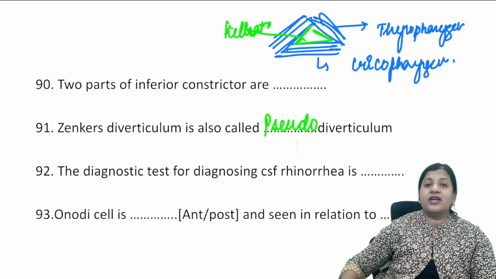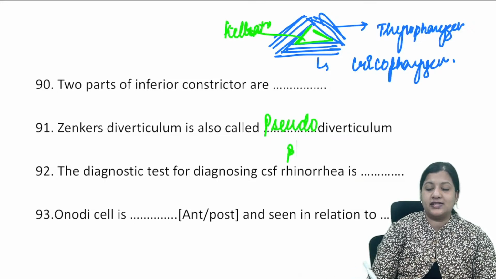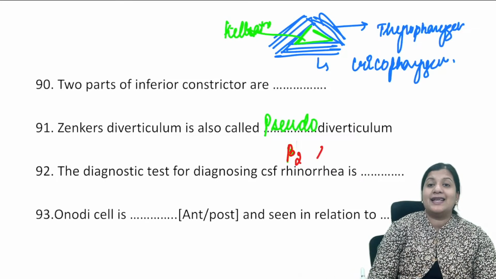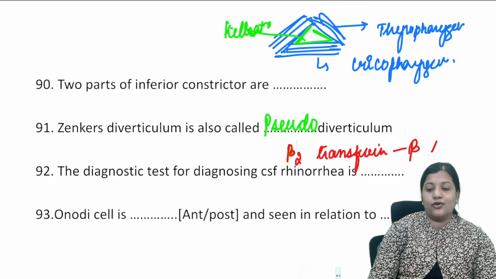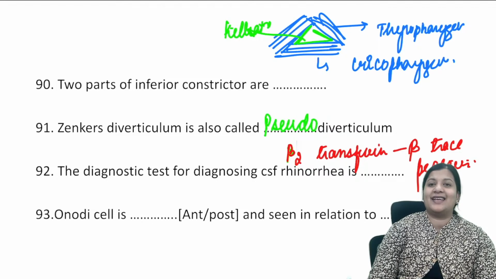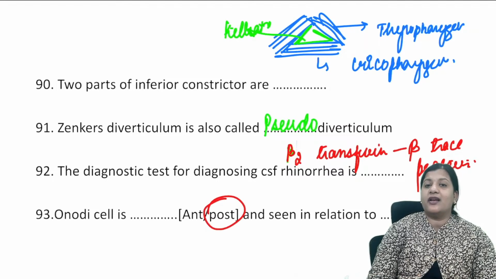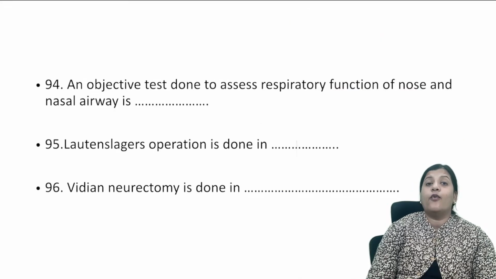What is the diagnostic test for diagnosing CSF rhinorrhea? Which is the investigation of choice for diagnosing CSF rhinorrhea? It is beta-2 transferrin. If beta-2 transferrin is not there in your option, then you have to mark beta trace protein. Onodi cell, is it an anterior ethmoidal cell or a posterior ethmoidal cell, and it is seen in relation to which nerve? Yes, very important, very commonly asked repeat. Yes, it's a posterior ethmoidal cell seen in relation to which nerve? Optic nerve. Very good.